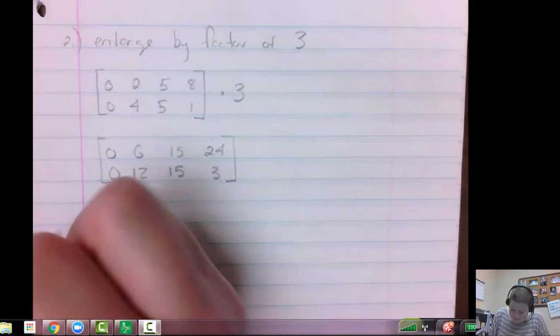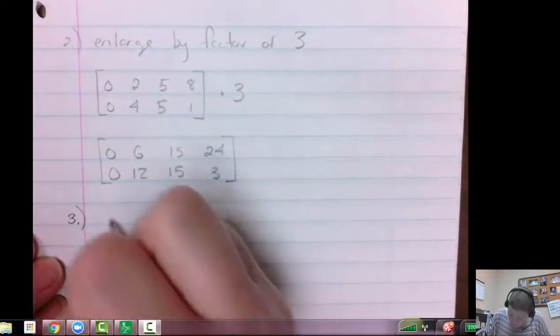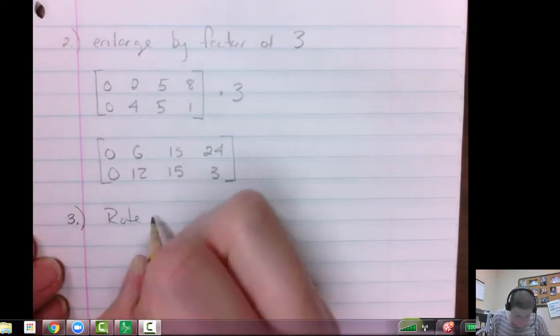So here's my next example. What if I want to rotate something?